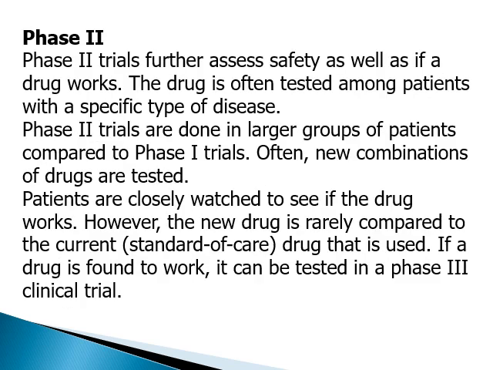Phase 2 trials further assess safety as well as if a drug works. The drug is often tested among patients with a specific type of disease, in a larger group of patients compared to phase 1, and new combinations of drugs are tested. Patients are closely watched to see if the drug works. The new drug is rarely compared to the current one.